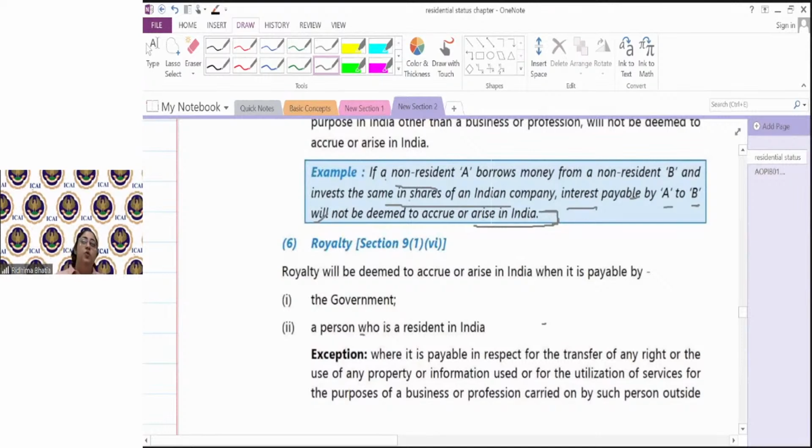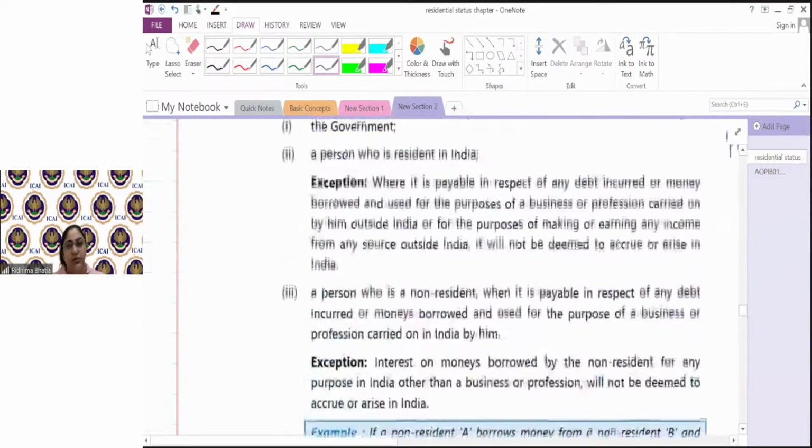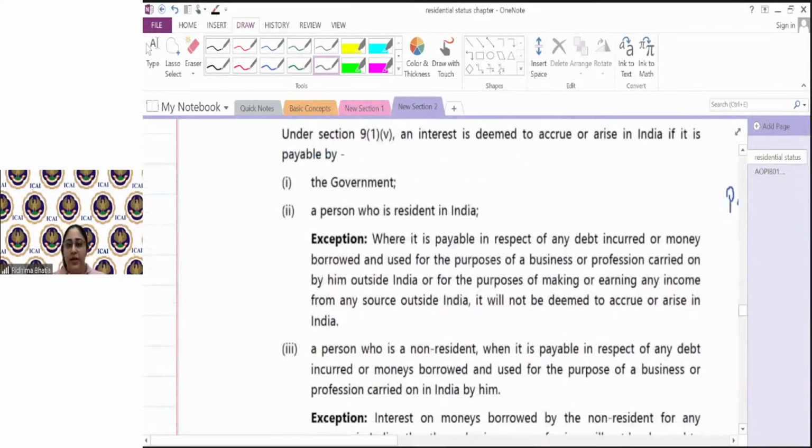If I am taking a loan from a non-resident and using it purely for the purpose of business or profession in India, then whatever interest I'm paying to the non-resident would be taxable in his hand. But if I'm using it for any other purpose, then whatever interest I'm paying to him would not be taxable in his hand. Simple. So in the case of a non-resident, when will interest be taxable? See the payer, see the purpose. Purpose in India, taxable. Purpose in India means business or profession in India in case of a non-resident, and in the case of a resident, always taxable except if it is used for a purpose outside India, which is business or profession outside India or other sources income outside India. Understood? Any doubt? In interest?